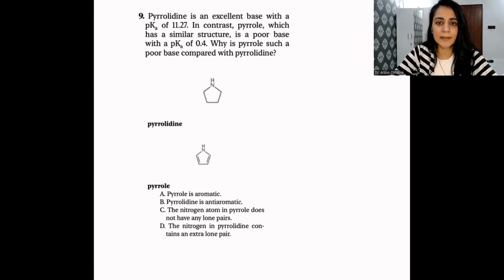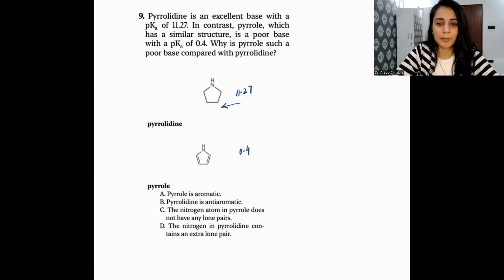Pyrrolidine is an excellent base with a pKa of 11.27. Okay, which pyrrole are we talking about here? Pyrrole, no, I'm sorry. Actually, we're just talking about this structure. Pyrrole, which has a similar structure, is a poor base, right? Which has a pKa of 0.4.